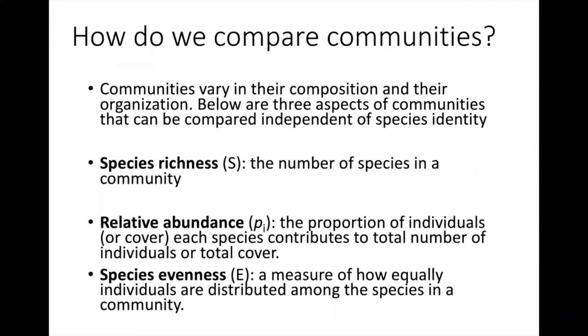And then evenness is just a measure of how equally the individuals are distributed across the population. Do all the species have the same number of individuals, or do some species have a lot of individuals, while other species only have a few individuals? That's what evenness gets at. It's very similar to abundance. It's just another way of thinking about it.